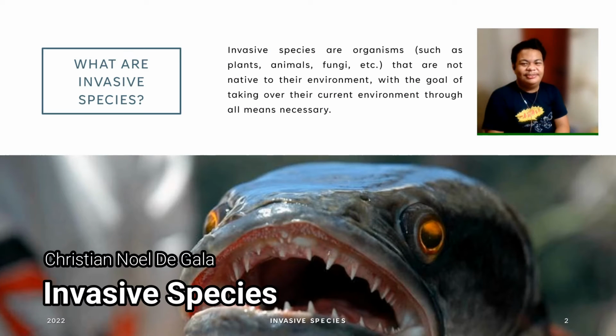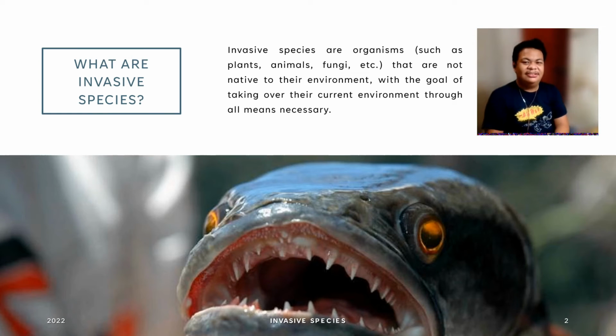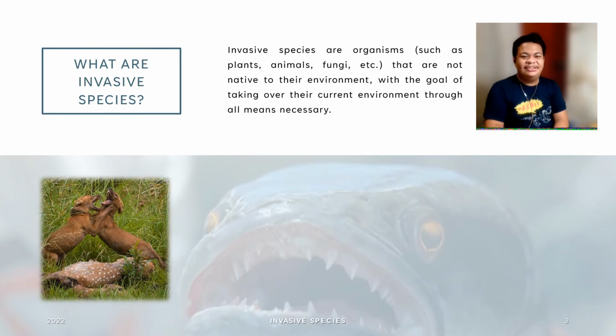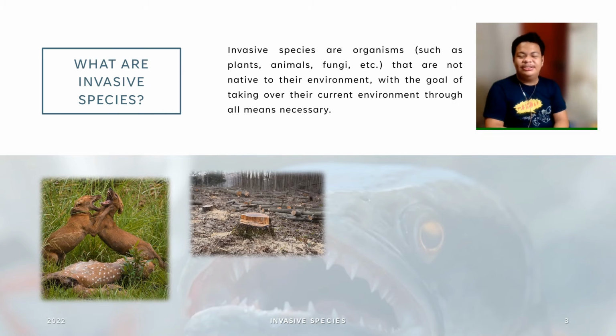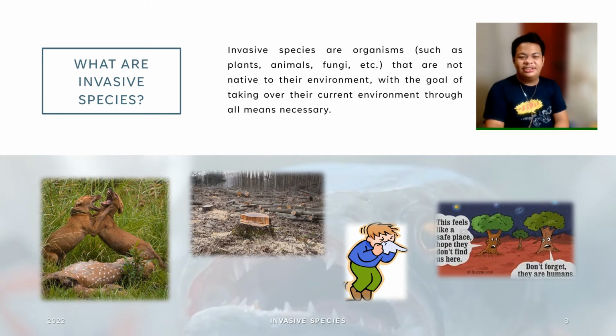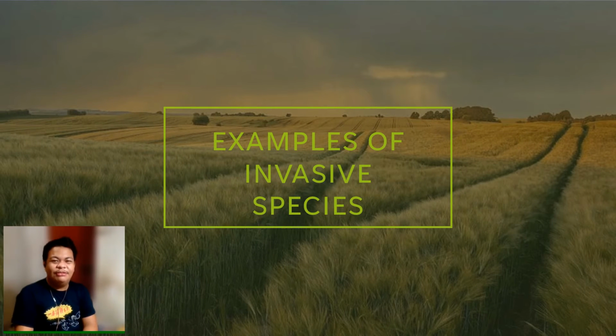So, what are invasive species? Invasive species are organisms such as plants, animals, fungi, etc., that are not native to their environment, with the goal of taking over the current environment through all means necessary. Invasive species compete with native species for food supply and territory, cause extensive damage to the health of plants, animals, and even humans, and are typically caused by human activity, often unintentionally. In the next few slides, I will show examples of invasive species that have caused issues around the world.